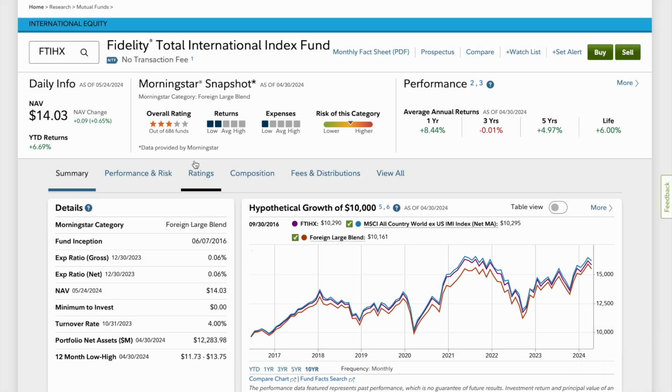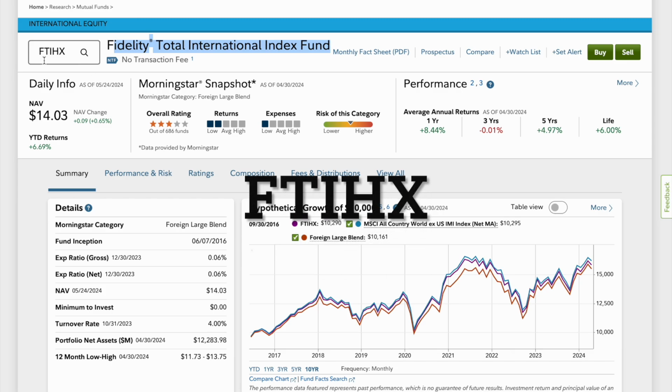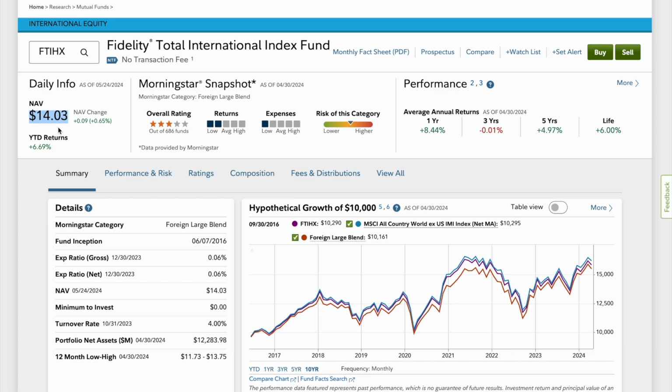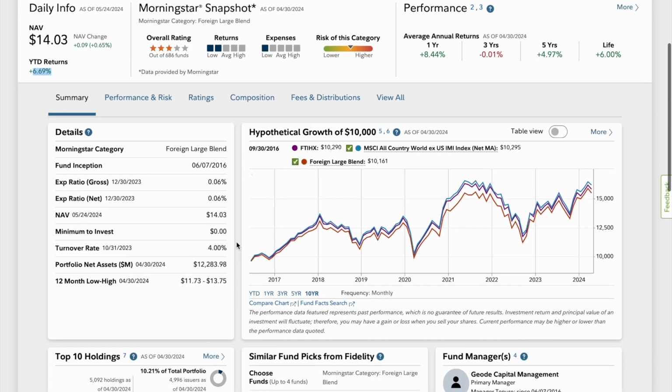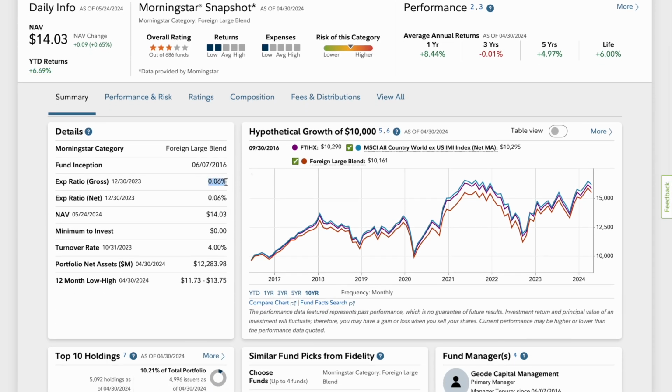All right, so the third one, which is my favorite, is the Fidelity Total International Fund. And we're going to go over many reasons why I like this one. Ticker symbol is FTIHX. The NAV is $14 per share. Its year-to-date returns are 6.69%, which is the highest so far. And when you look at the expense ratio, it is 0.06 for gross and net.